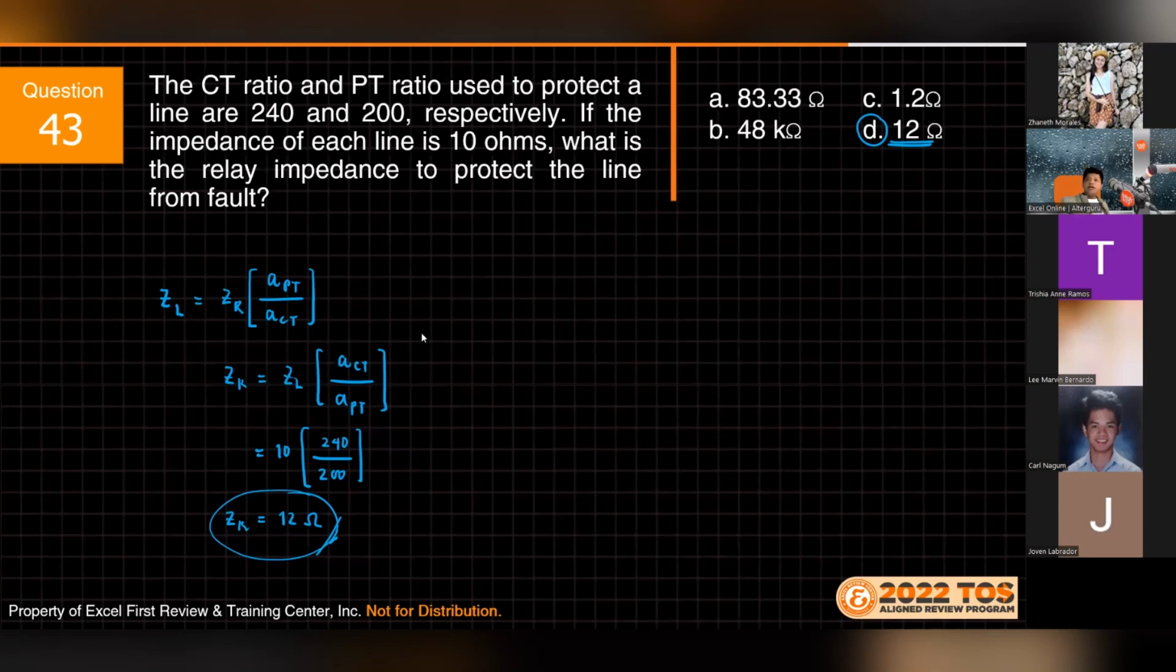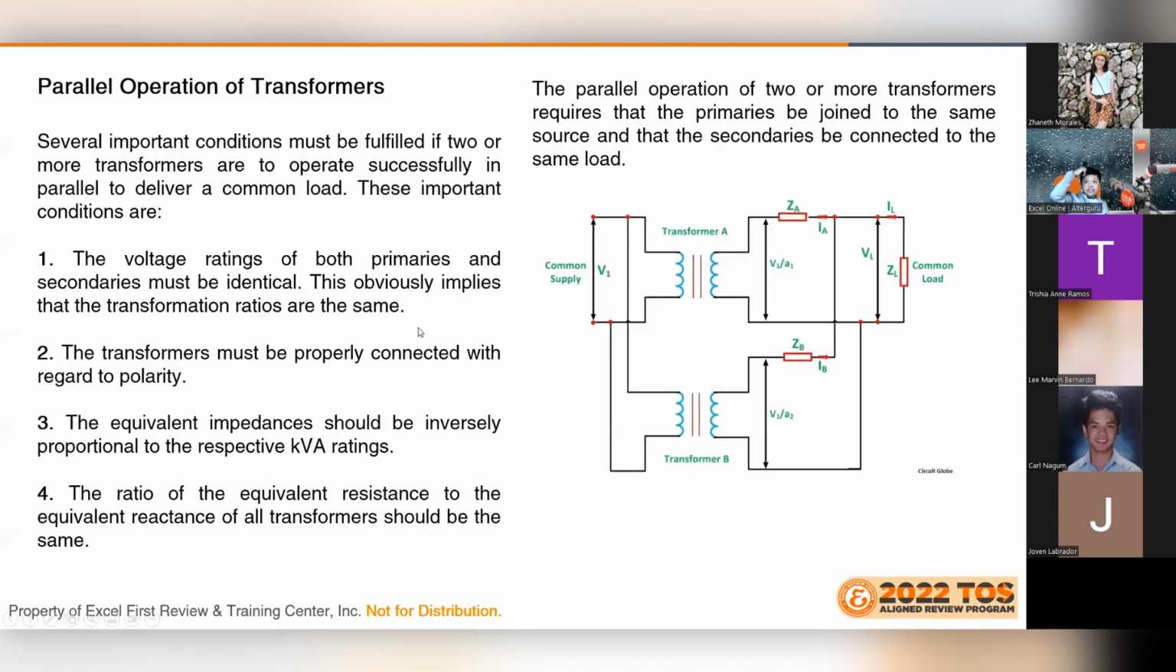So next to it is this one: the parallel operation of transformers. It says here that several important conditions must be fulfilled. Number 1, the voltage ratings of the transformers, both primaries and secondaries, should be identical. That means VP1 is equal to VP2. Second, the transformers must be properly connected with regard to polarity. Yes, correct, H1 must be connected to H1, X1 to X1.